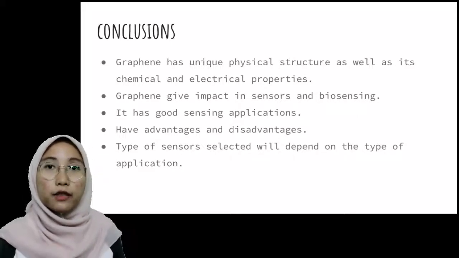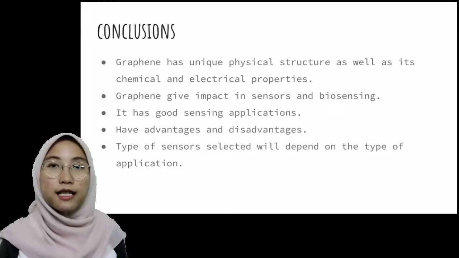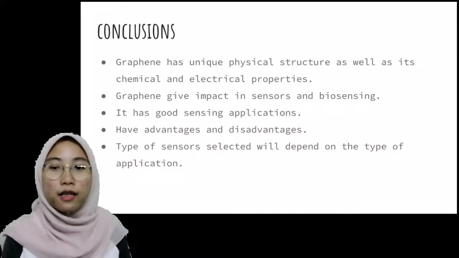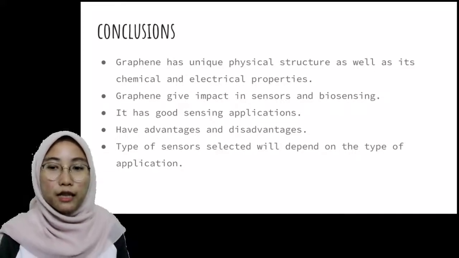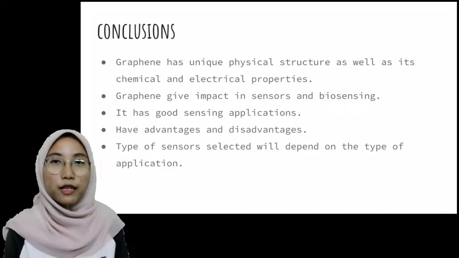However, the usage of graphene has its own advantages and also disadvantages. But overall, the type of sensor selected depends on the type of application.